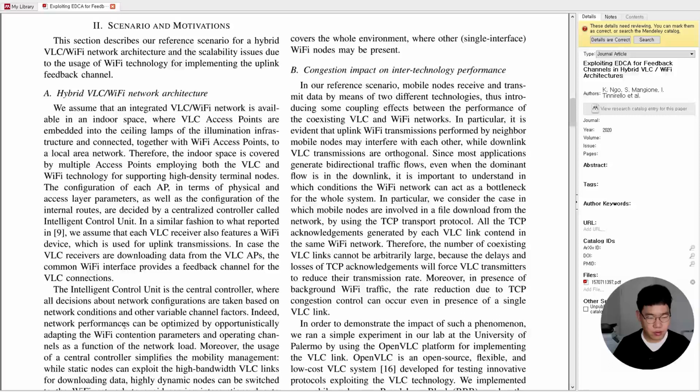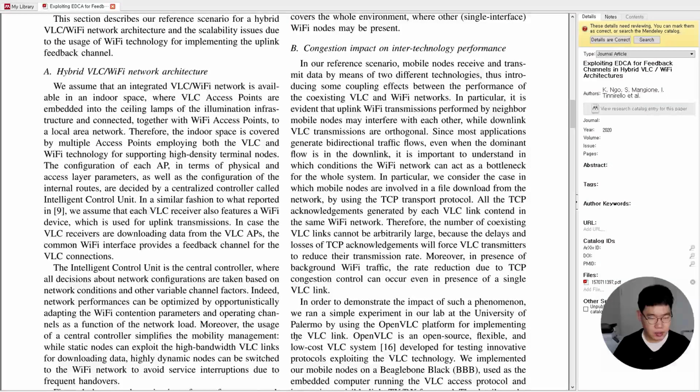Indeed, network performance can be optimized by opportunistically adapting the Wi-Fi contention parameters and operating channels as a function of network load. Moreover, the usage of the central controller simplifies mobility management, while static nodes can exploit the high-bandwidth VLC links for downloading data. Highly dynamic nodes can be switched to the Wi-Fi network to avoid service interruptions due to frequent handovers.